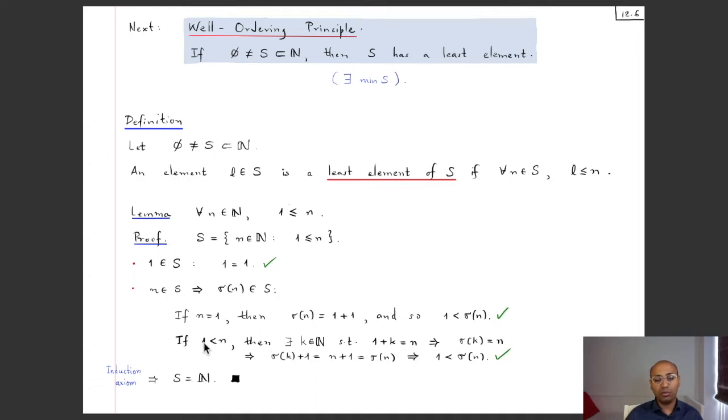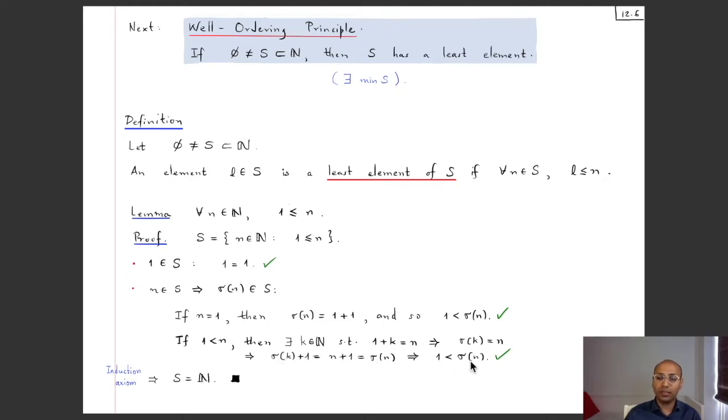Now if 1 is strictly less than n, then what does that mean? That means that to 1 I should add some natural number k to get n. So 1 plus k is equal to n. So this means that sigma k is equal to n. Now I would like to see sigma n over here, and to get that I can add 1 on both sides. So if I add 1 on both sides, I get sigma k plus 1 is n plus 1, which is sigma n. So to 1 I have to add a natural number to get sigma n.